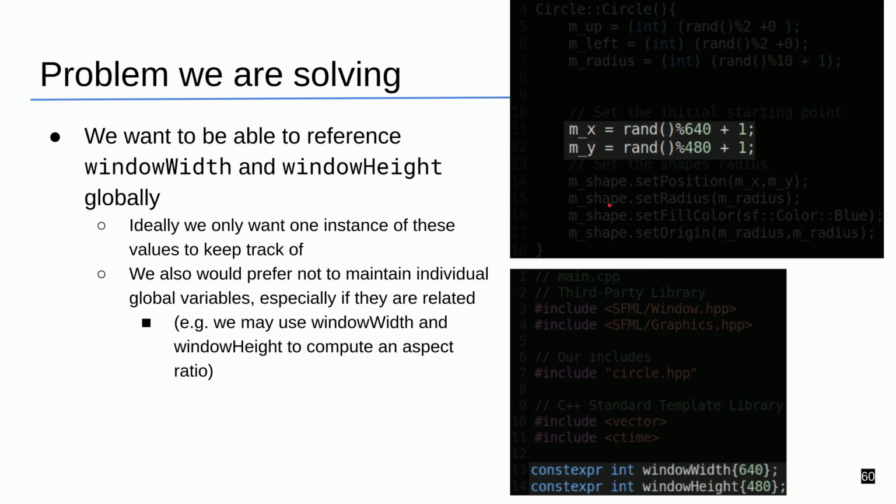So again, here's the problem that we're trying to solve. We want to be able to reference the window width and window height globally. That way we only have one place where we really need to change it in our code. Because again, we prefer not to maintain individual global variables like window width and window height, because these two variables, in fact, are related to each other. We might compute an aspect ratio, which is common to do: window width divided by window height. If you've ever bought a TV or just adjusted your monitor, the aspect ratio is important. There could be other functionalities you want, but really they're related, so they should be grouped together in some way. And we should really only have one of these values.